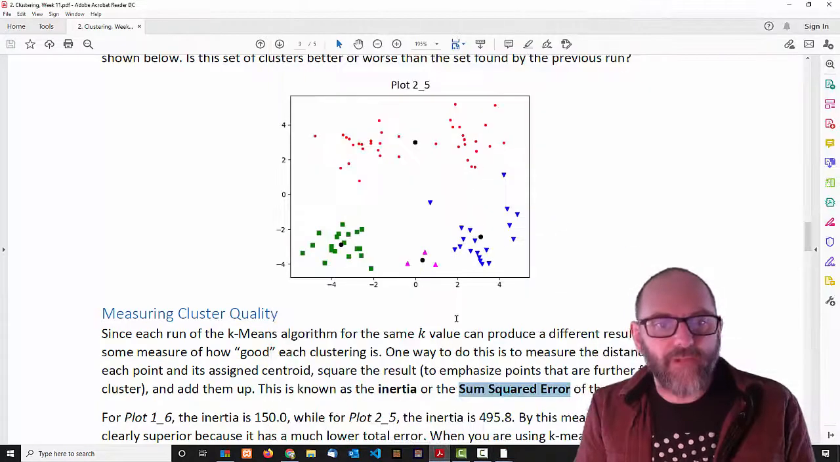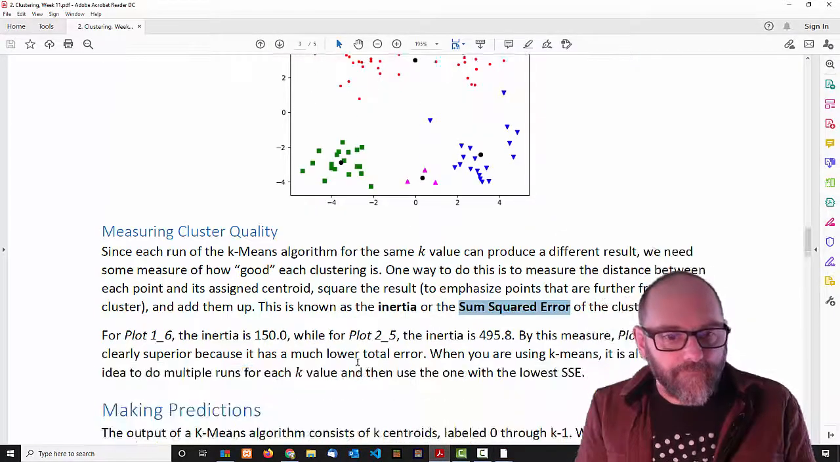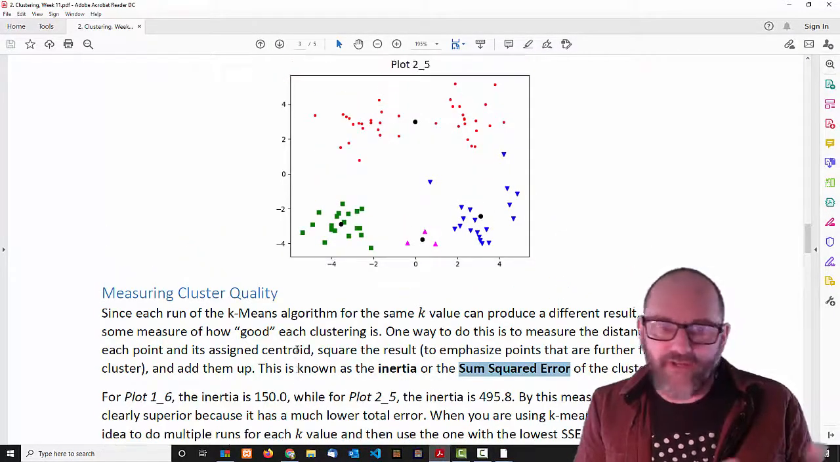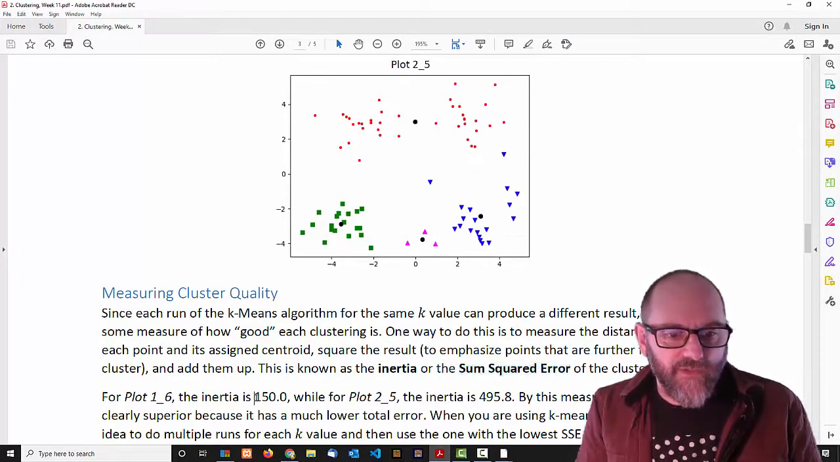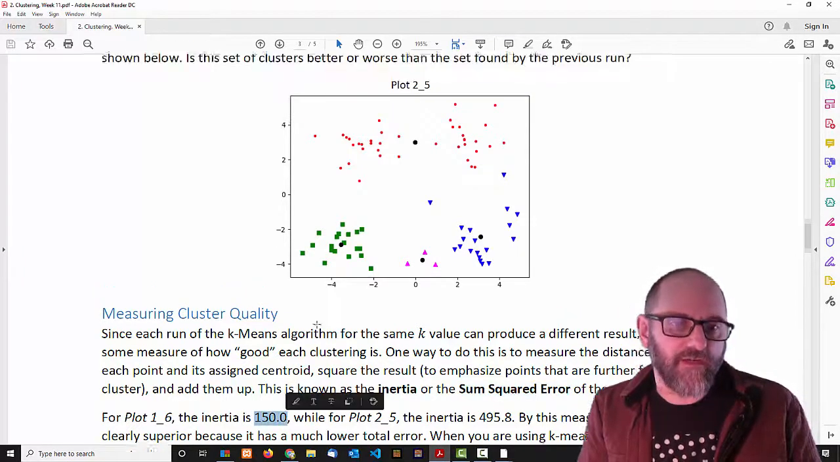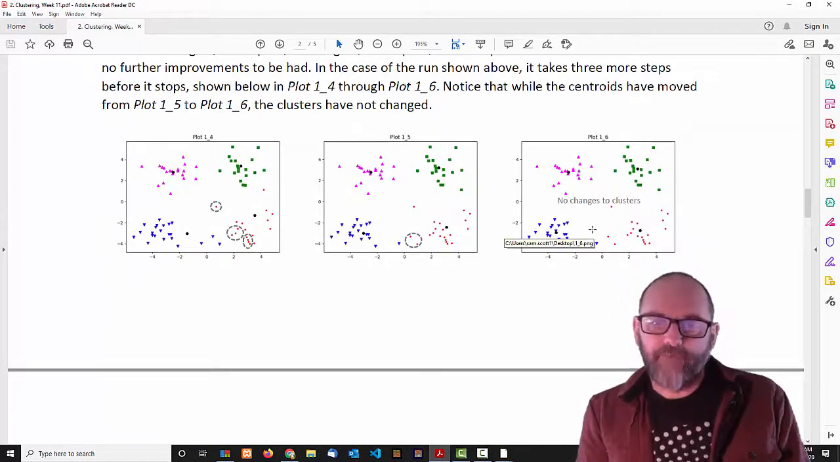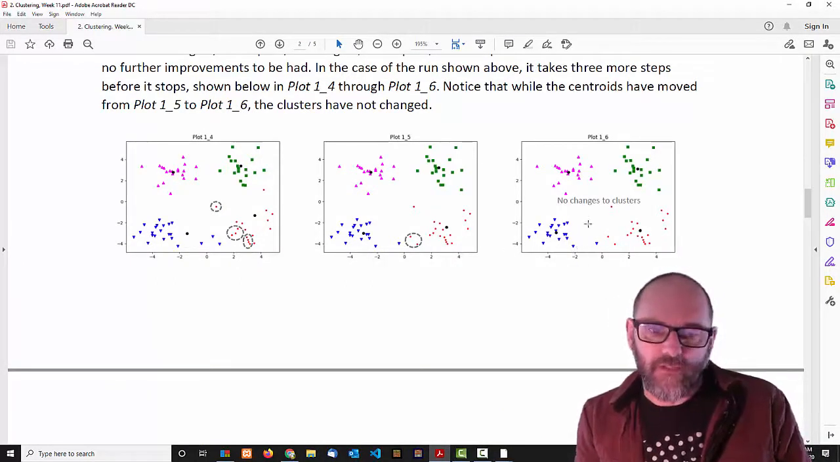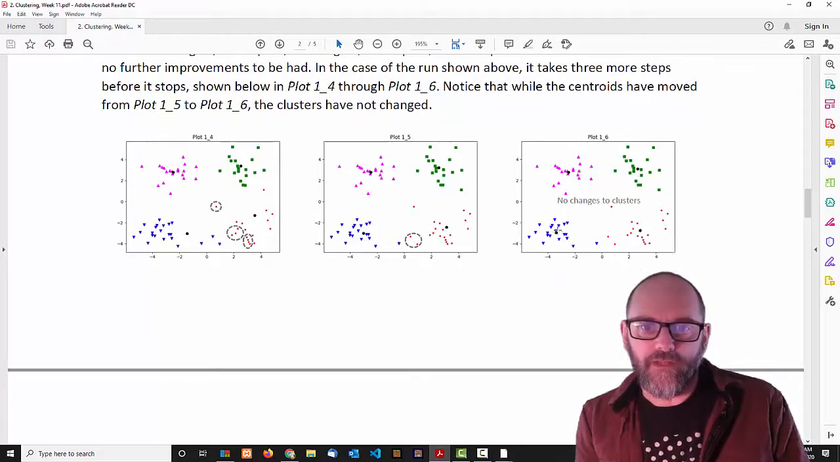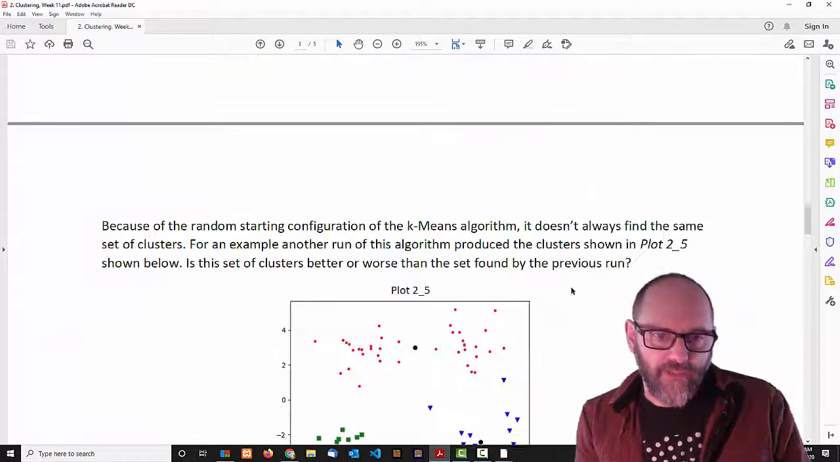Oh well, I'm not gonna be able to show it to you, so you can try it on your own. You can try it at home. So, for plot 1.6 here, the inertia, you'll just have to take my word for it. The inertia here is about 150, which jives with what we were seeing. We were seeing numbers of about 140, 150 when we got more or less the same solution each time.